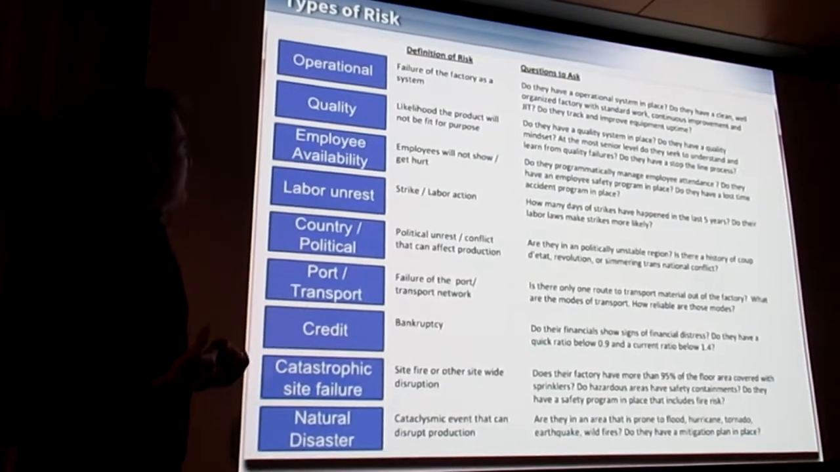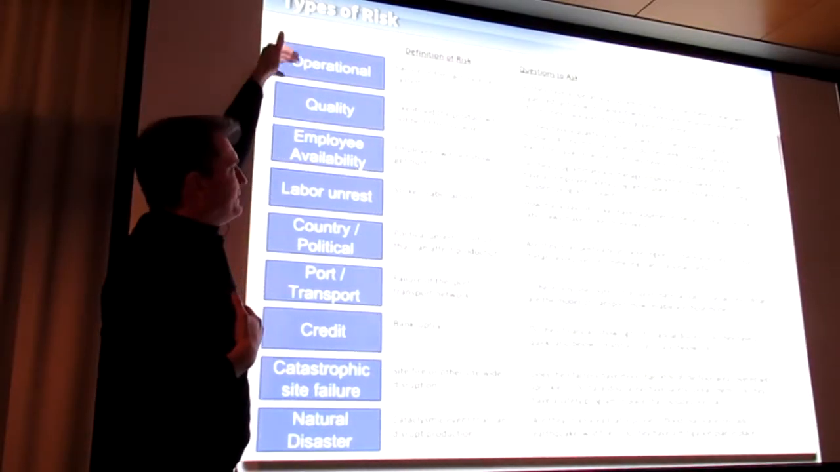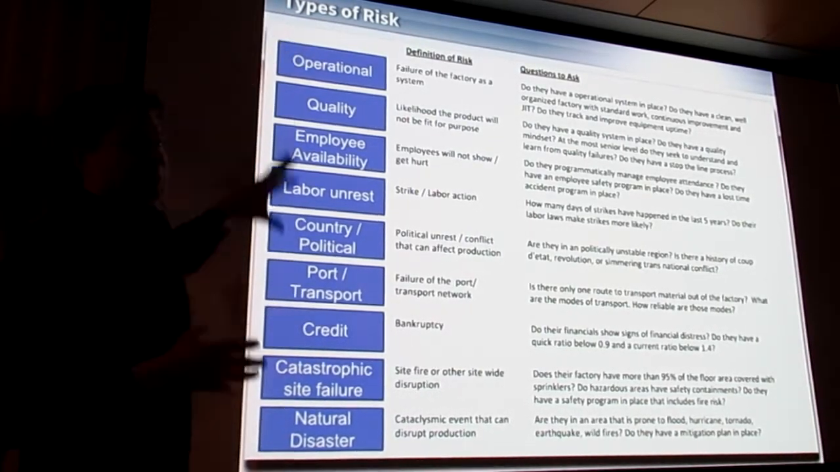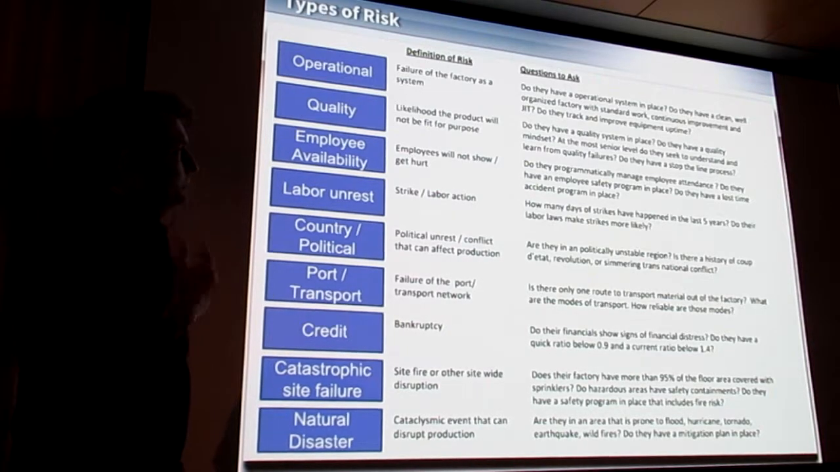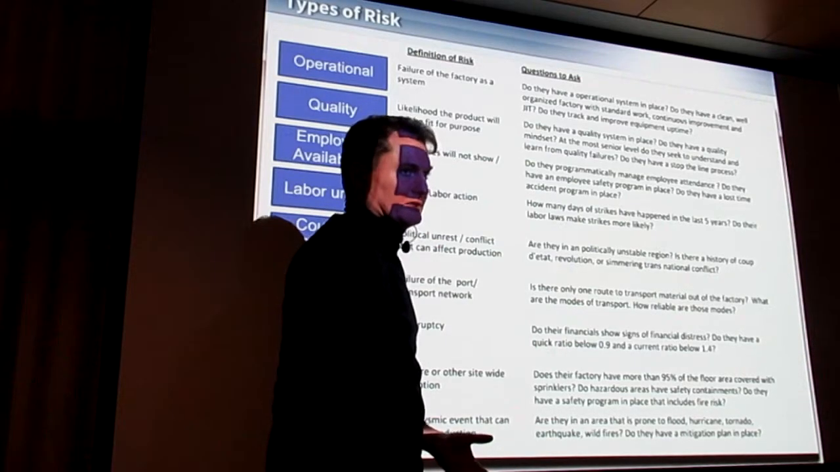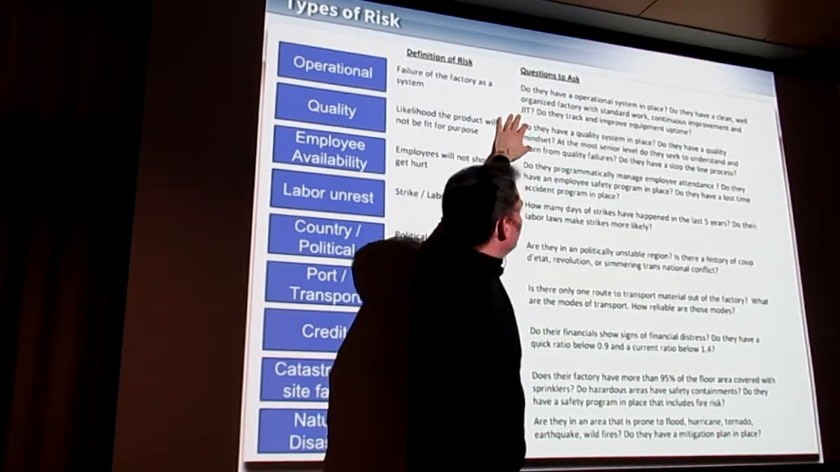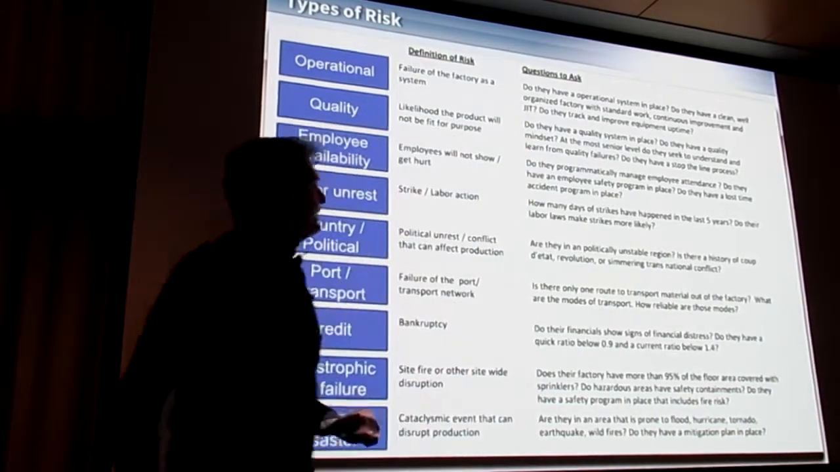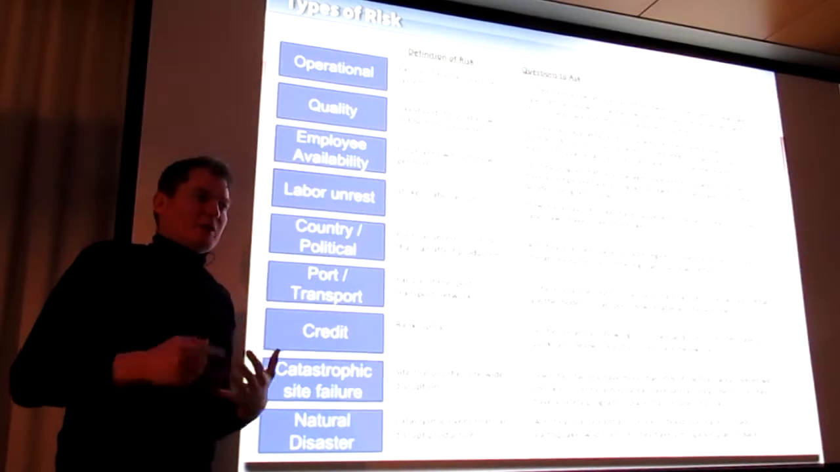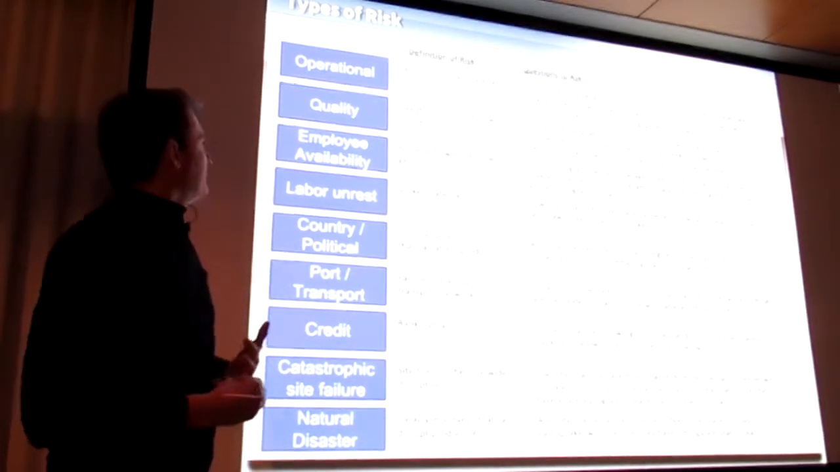I'm going to try to move quickly over this. The operational risk is the one that I spend the least amount of time on, but probably the most amount of my mind share, which is the failure of the factory as a system. And the sort of things that I look for when I go to a factory, I visit every factory that goes into this product. Do they have an operational system in place? Do they have a clean, well-organized factory with standard work, continuous improvement, and JIT, just in time? Do they track and equip and improve equipment uptime? Those are the things that I'm looking for to see whether or not the supplier has the operational capability to deliver not just 1, but 1,000 of these things.